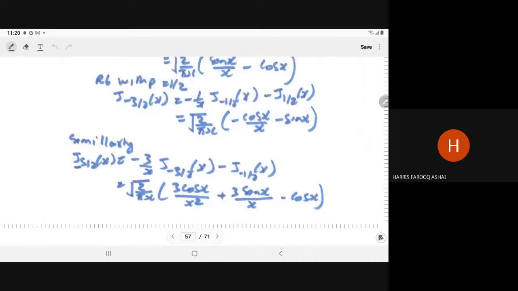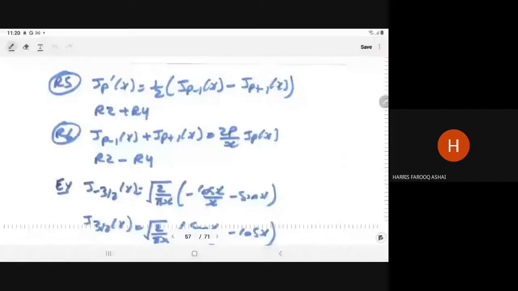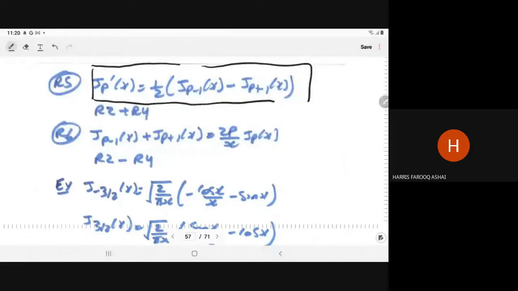Now, the fifth recurrence relation is Jp dash is equal to 1 by 2 of Jp minus 1 minus Jp plus 1. So in this, we are taking the relation between the derivative and J of order p minus 1, J of order p plus 1. So nothing you have to do, just do R2 plus R4. Recurrence relation 2 plus recurrence relation 4, you will get this recurrence relation.